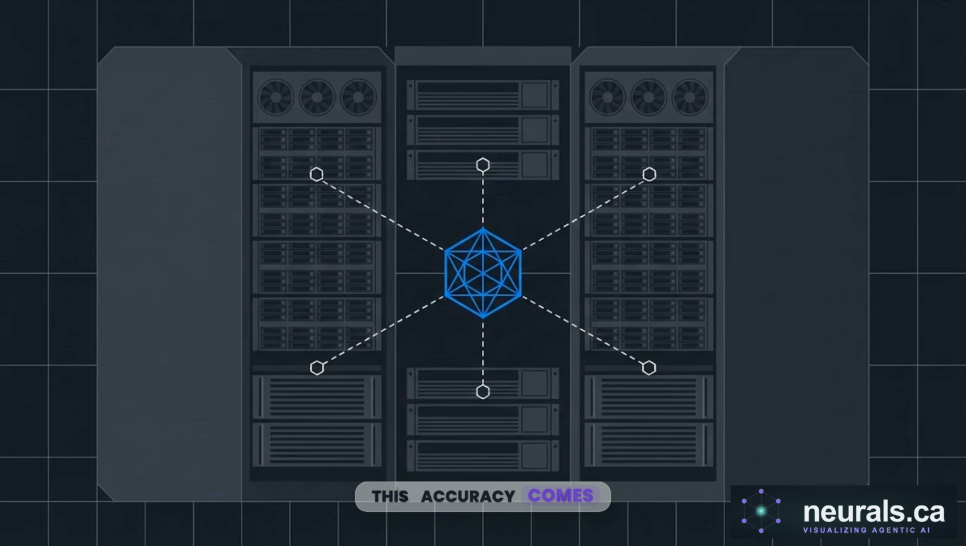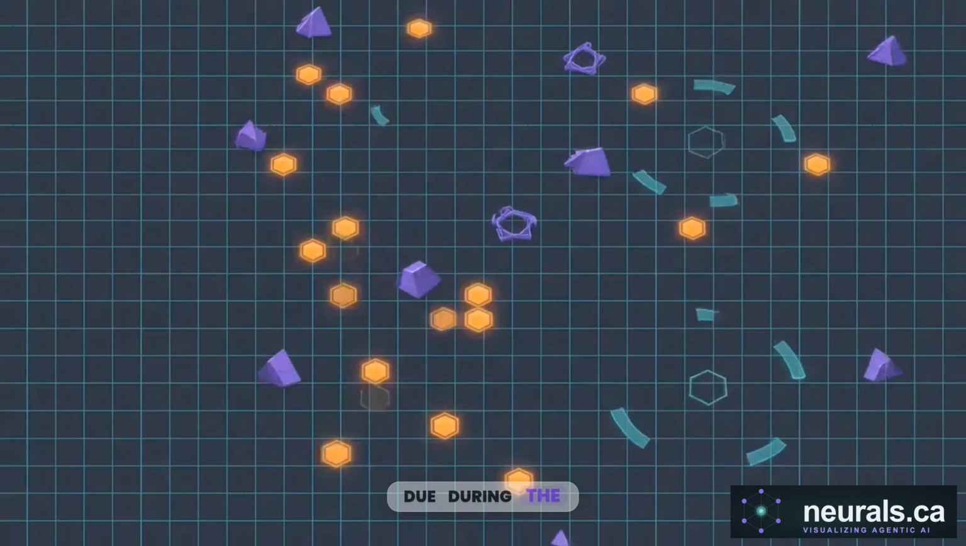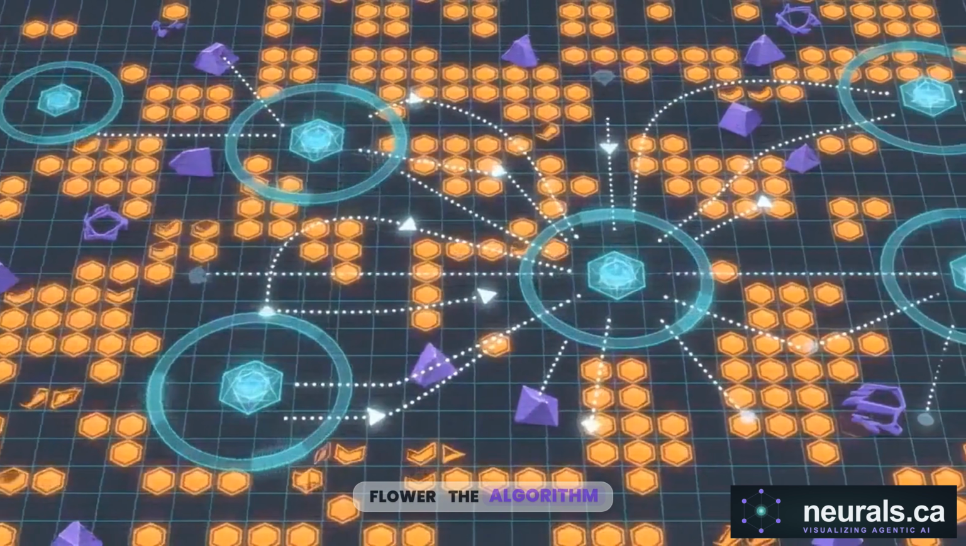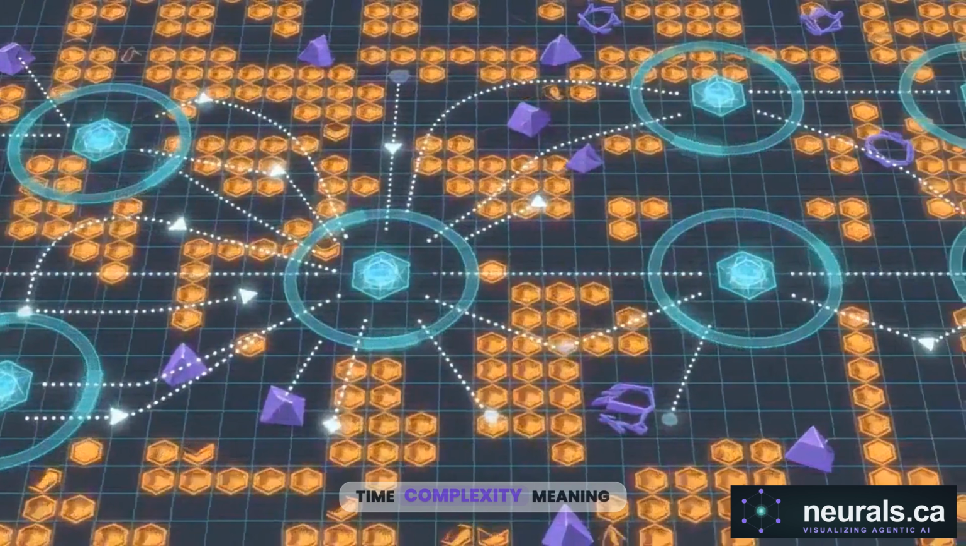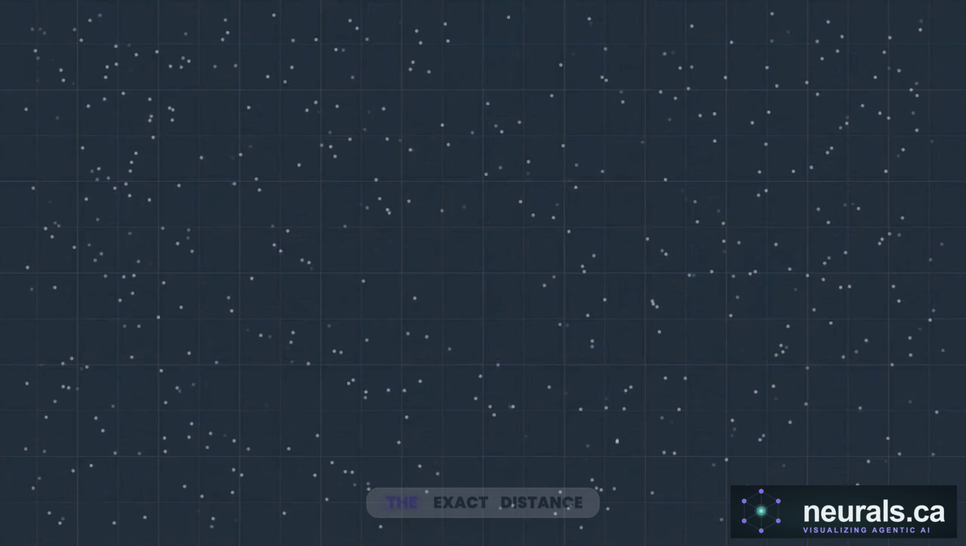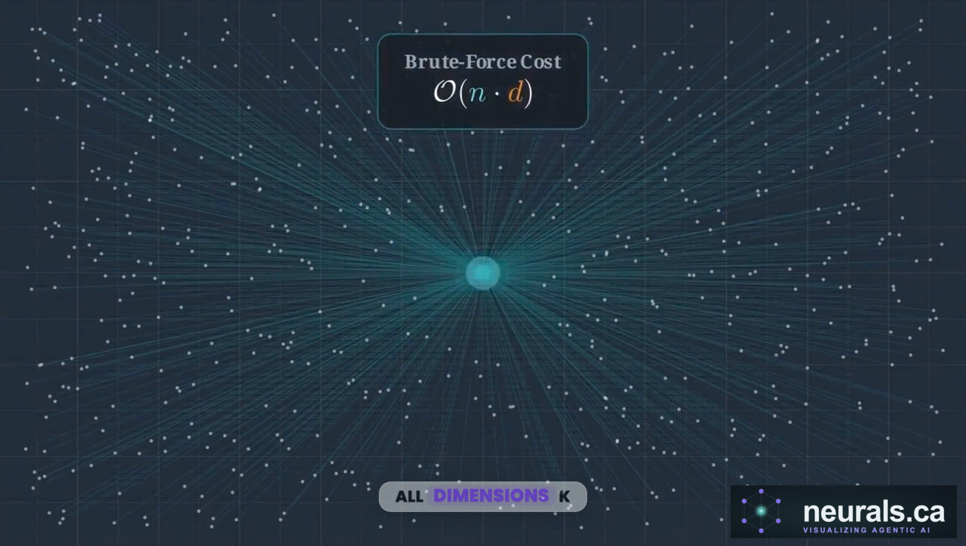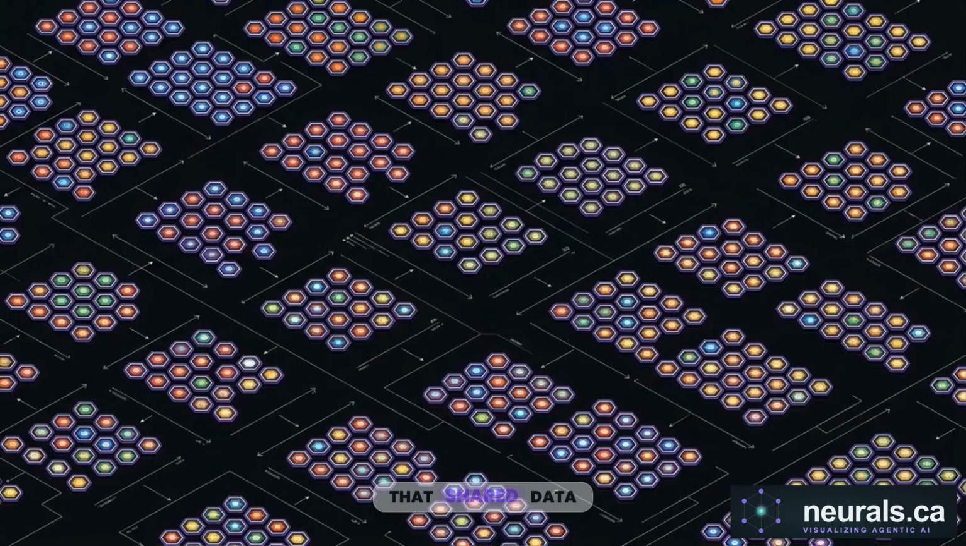But this accuracy comes with a catch. We mentioned the training phase has 0 computational cost. The bill comes due during the query. To classify a single new flower, the algorithm requires O(n times d) time complexity, meaning it must calculate the exact distance to every single stored point across all dimensions. K-nearest neighbors proves that sheer data retention and geometric proximity can bypass predictive modeling entirely.